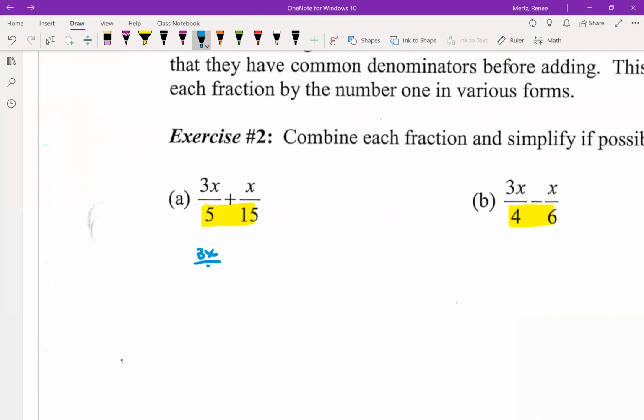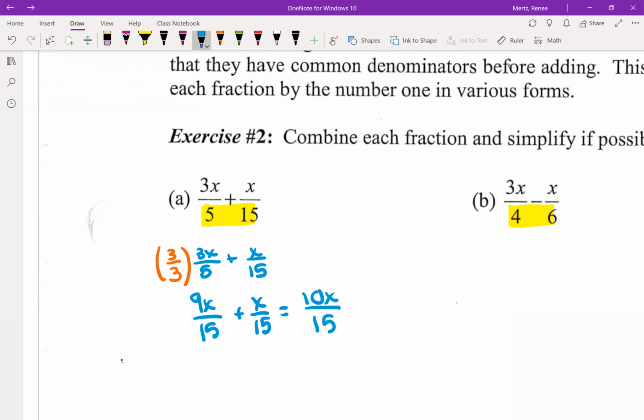So we have 3x over 5 plus x over 15. Our common denominator is going to be 15. So we're going to multiply this one by 3 over 3. When we do that, we get 9x over 15 plus x over 15. Because it's not an equation, we don't cross out the bottoms, we keep them. So we have 10x over 15. Can that be simplified? Sure. On your calculator, you can put in 10 ab/c 15. They both divide by 5, so we get 2x over 3.